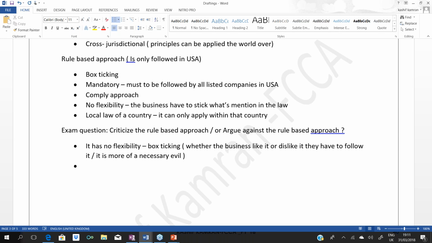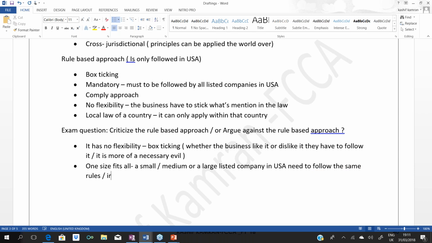Secondly, one of the major criticisms when the rule-based approach was adopted in America is that it's one size fits all. That means a small, a medium, or a large listed company in America needs to follow the same rules.